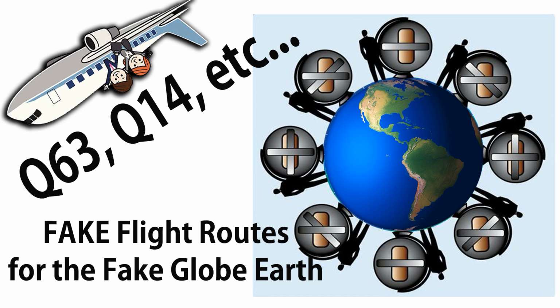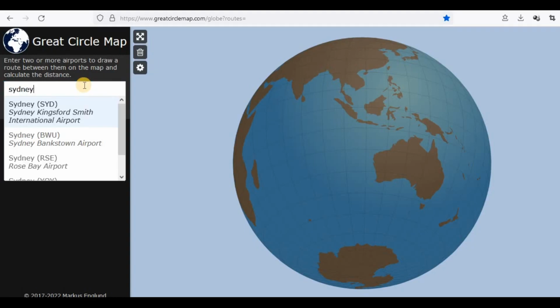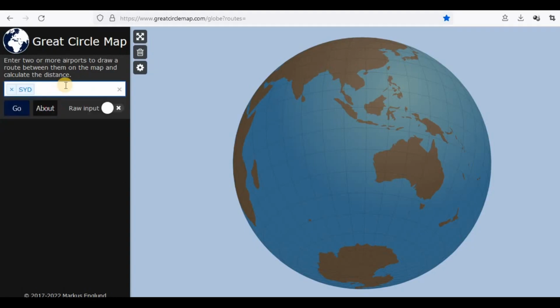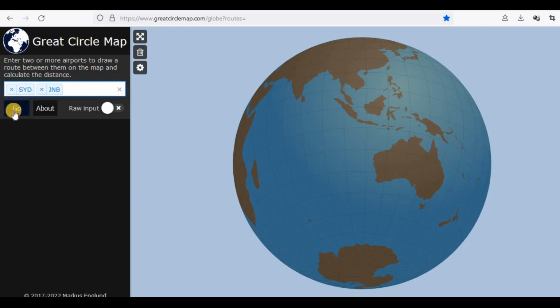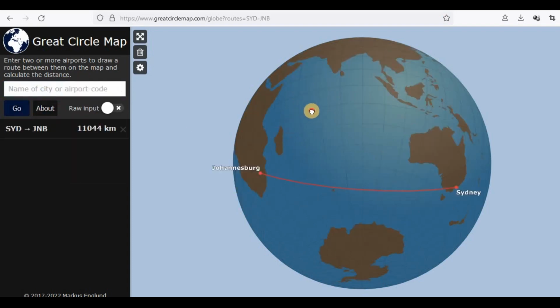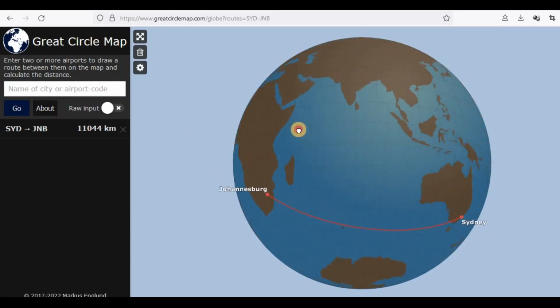So when we go to this website, which is the Great Circle Map, it calculates instantly. You enter the name of the cities and get the correct Great Circle route on the ball. So all you have to do is enter Sydney to Johannesburg, and then you click go, and you will immediately have the flight route between these two cities based on the globe Earth.